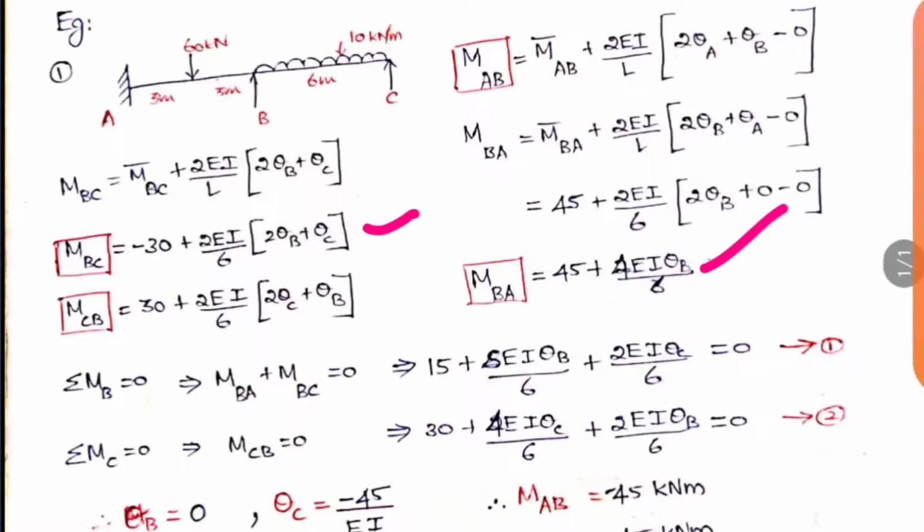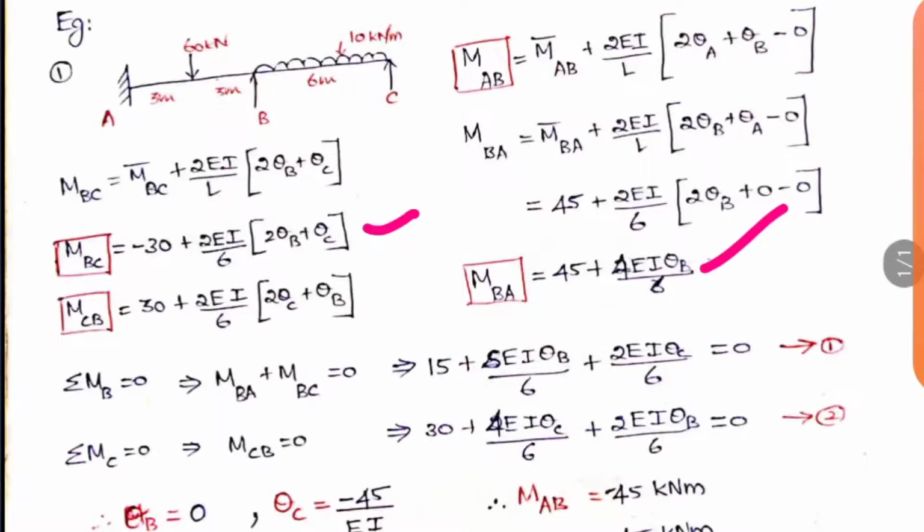So you will be getting minus 30 plus 45. So 15 plus 8 EI by 6 theta B plus 2 EI by 6 theta C is equal to 0. So this is your first equation. Keep it as your first equation. We are having two unknowns here, theta B and theta C.